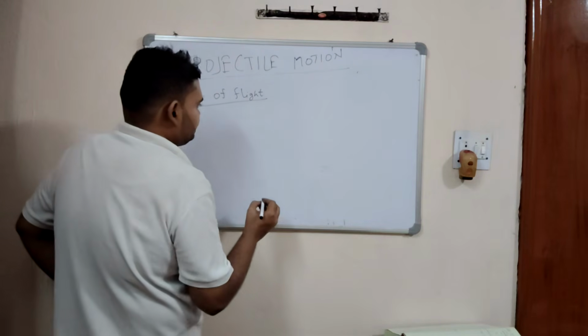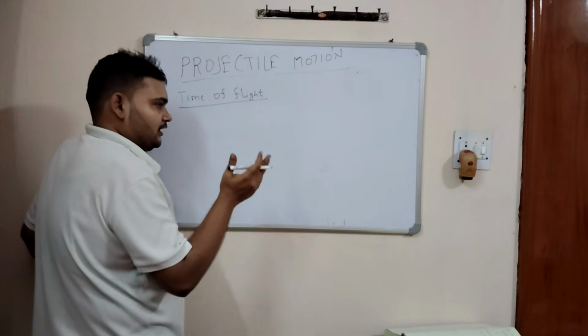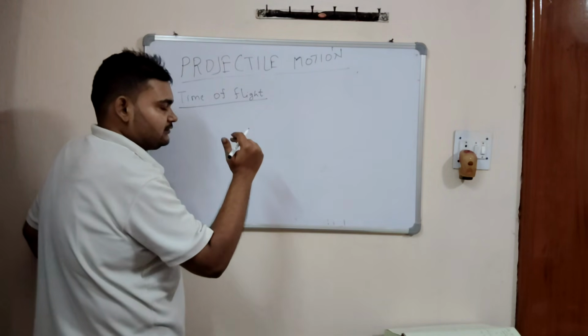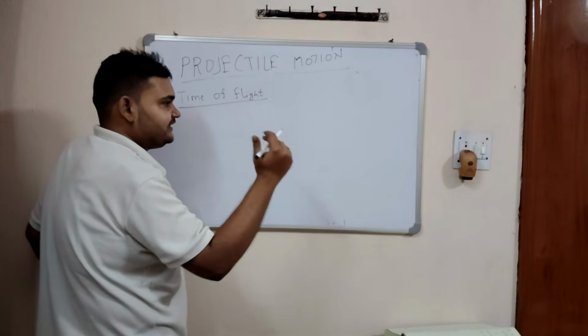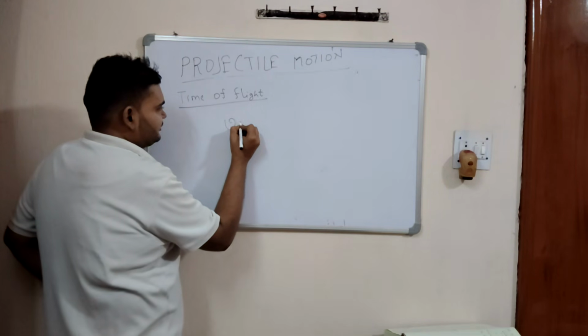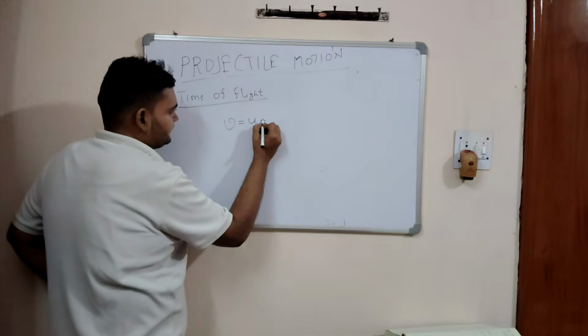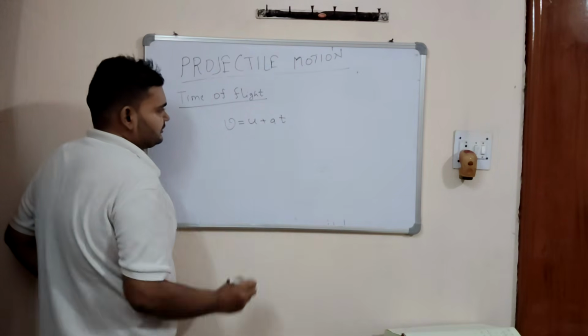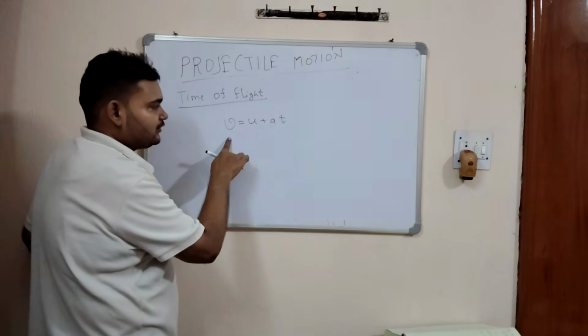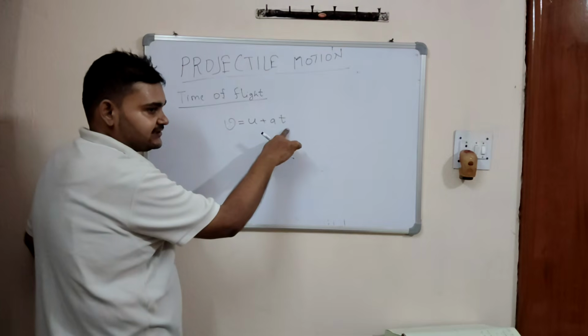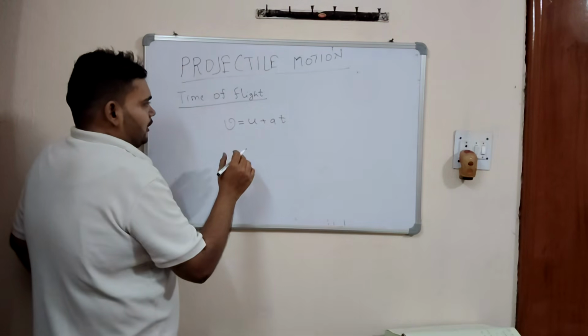Suppose the object reaches its uppermost position, or the maximum height, at some time t. So we know the equation of motion v equals u plus at, where v is the final velocity, u is the initial velocity, a is the acceleration, and t is the time taken or the time interval.